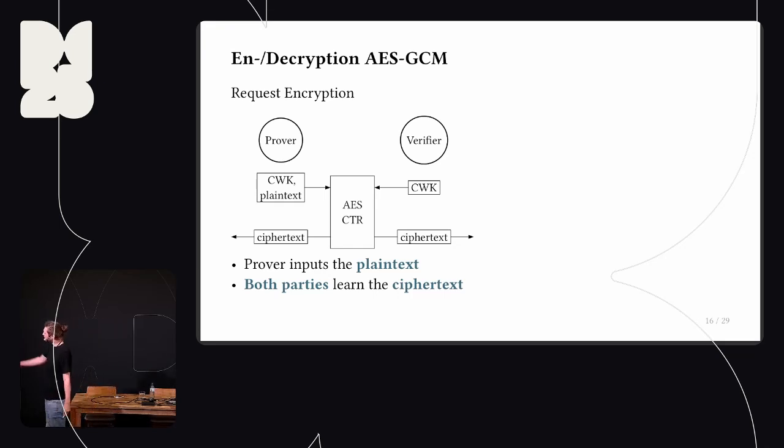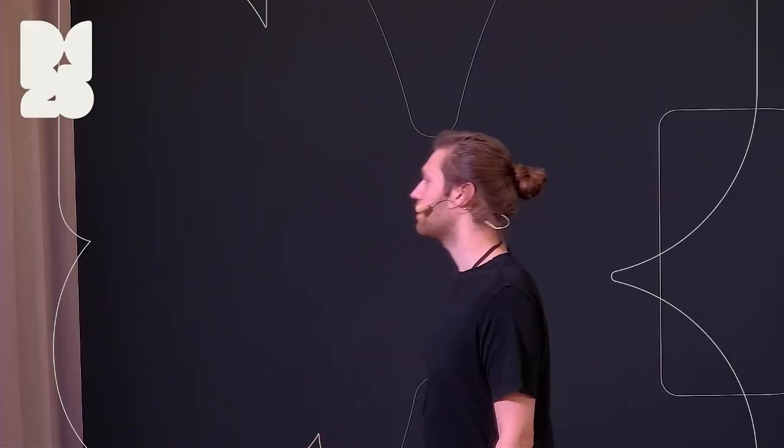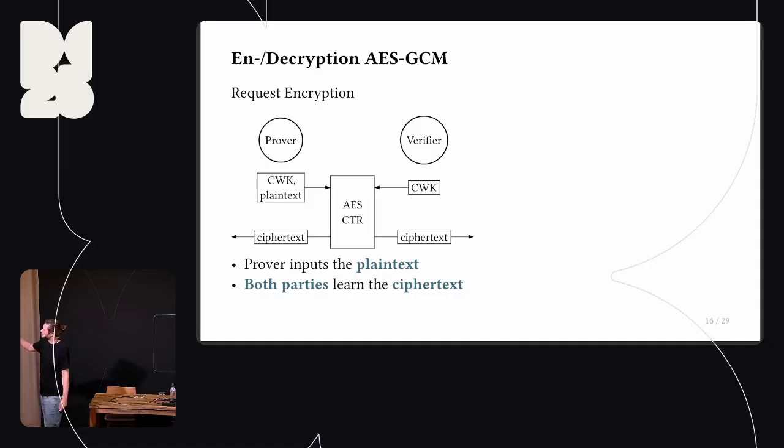The prover has the CWK, the client write key, and of course he knows the plaintext he wants to send to the server. The verifier has his client write key share, and now they use it as an input for AES CTR. So maybe one thing: the encryption and decryption in TLS is mostly AES GCM, that's the most common cipher suite. I've put AES CTR into this box because AES GCM is just normal AES CTR with some sort of authentication mechanism, which is GHASH. I don't want to go into the details of GHASH on this slide, so let's just focus on what happens to the actual requests and responses.